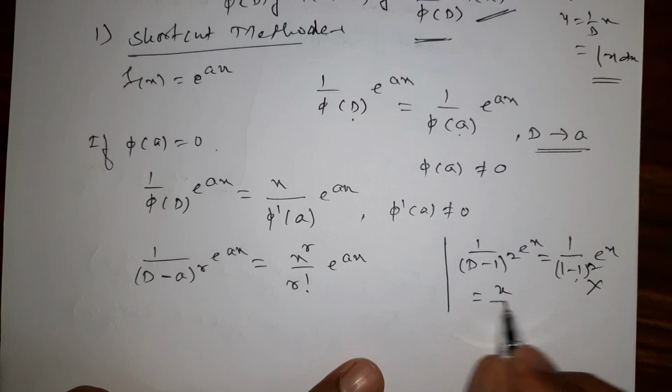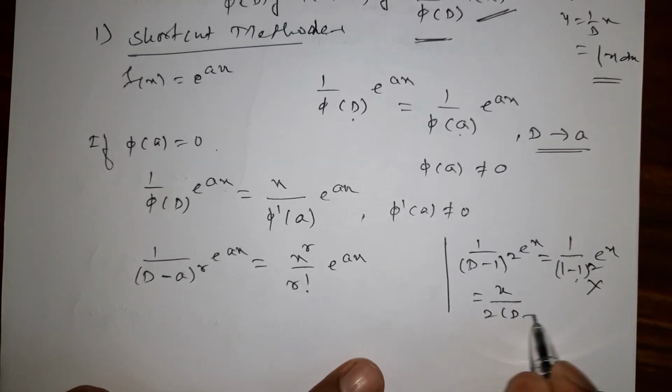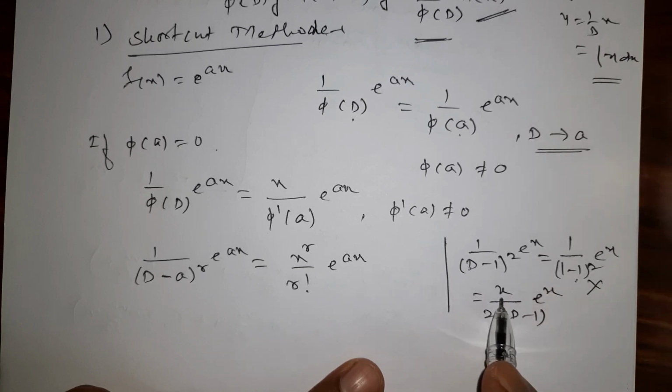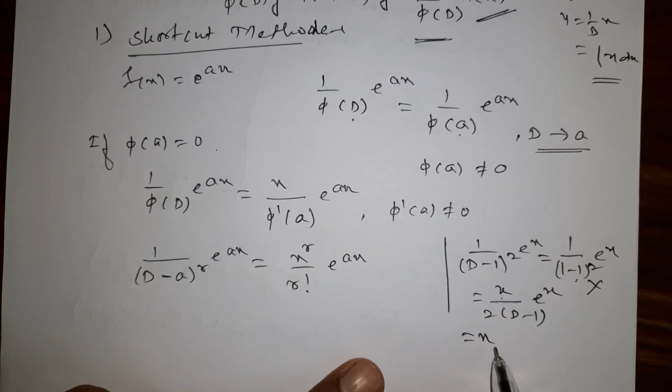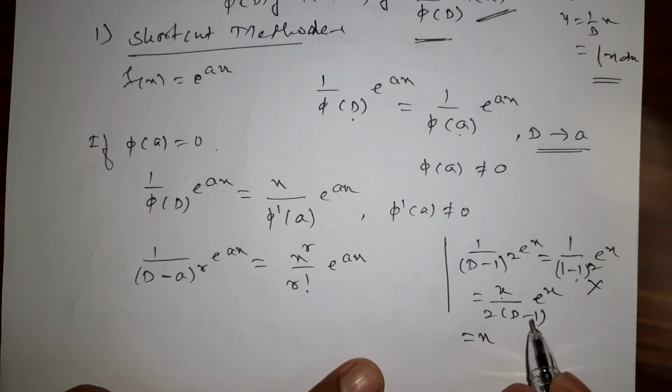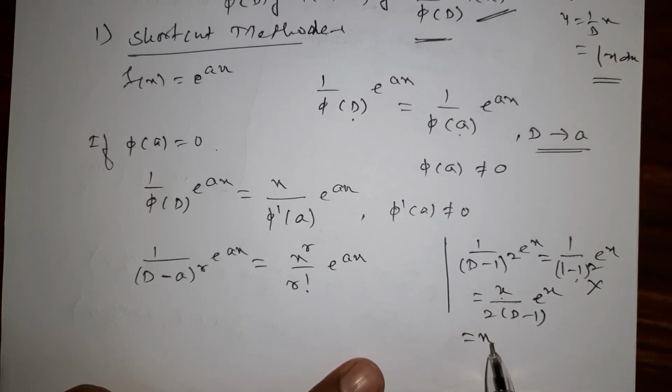Multiply by x and take the derivative of the denominator, 2 into (D minus 1). Understood? e raised to x as it is. Now this x outside, we have multiplied it. Don't take it in the calculation. Again now replace D by 1, I get 1 minus 1 is 0. So this x as it is, and again the denominator becomes 0, which means multiply again by x. So here x square upon 2, the derivative of D minus 1 is 0 there, so no problem, e raised to x. So our answer is x square upon 2 e raised to x.